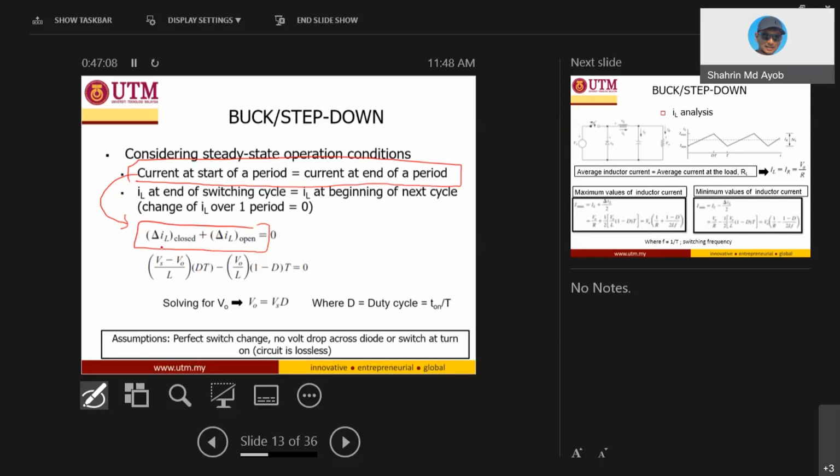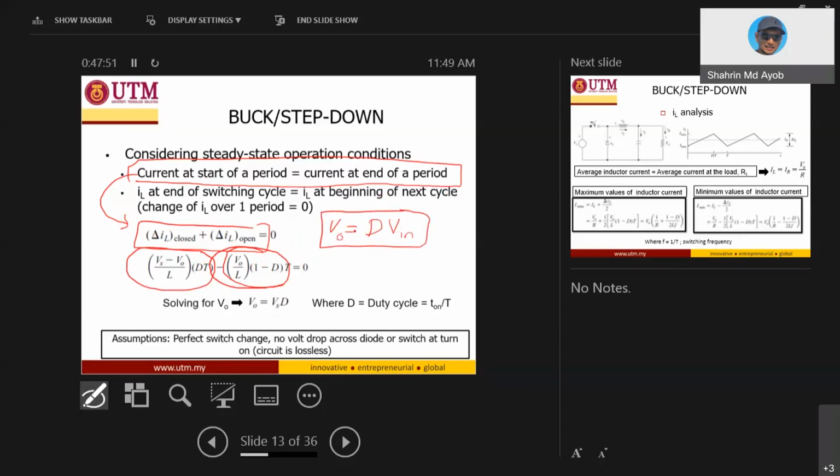We already know that the change of current IL during off state is this equation, while the current during on state is this equation. Negative V out over L, 1 minus dt. So if you compute this equation, you will finally obtain the relationship between V out and V in, which is V out equals D, the duty cycle, multiplied with V input. Okay, this is the conclusion.